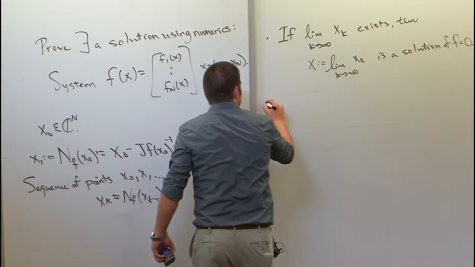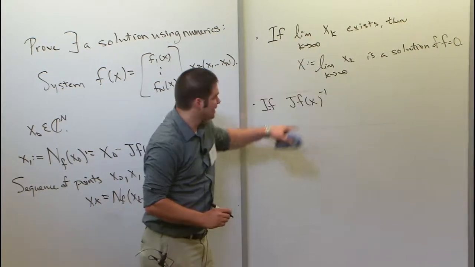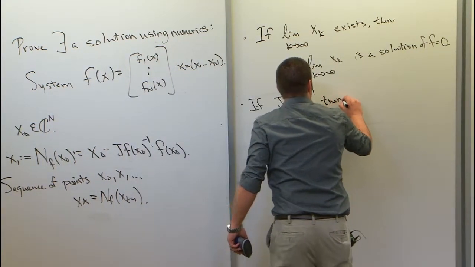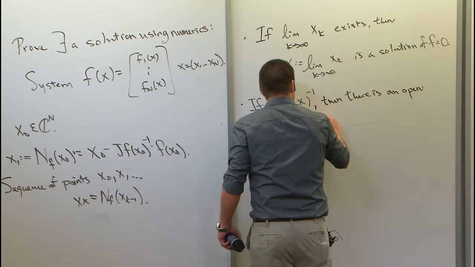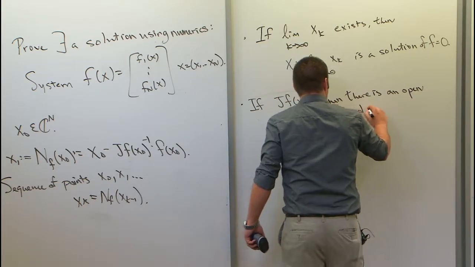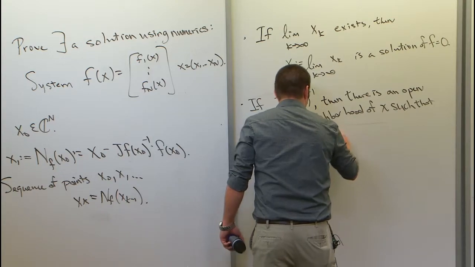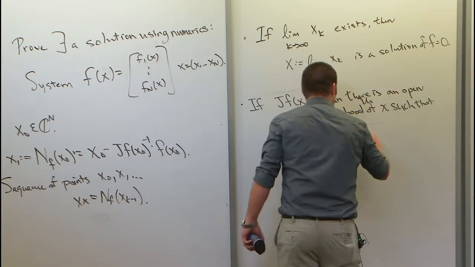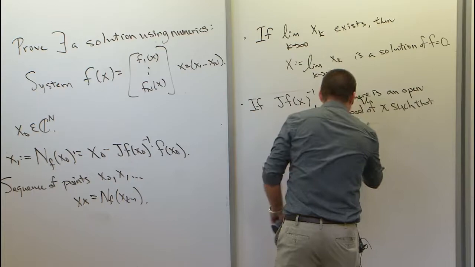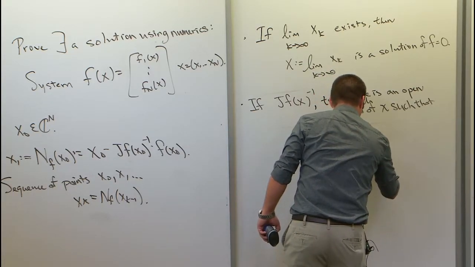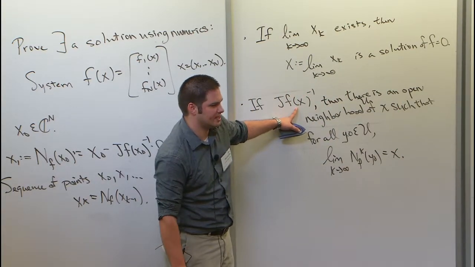Another nice fact is that if the Jacobian at my solution is invertible, then there is an open neighborhood U of x such that for all x0 in U, the limit as k goes to infinity, maybe I should call this y. Sorry, so this statement is if the inverse exists? Yes, if my solution is non-singular.